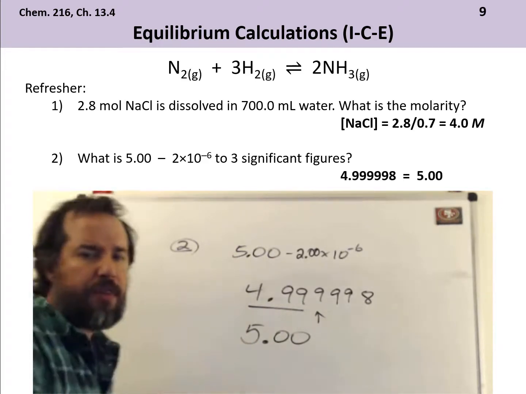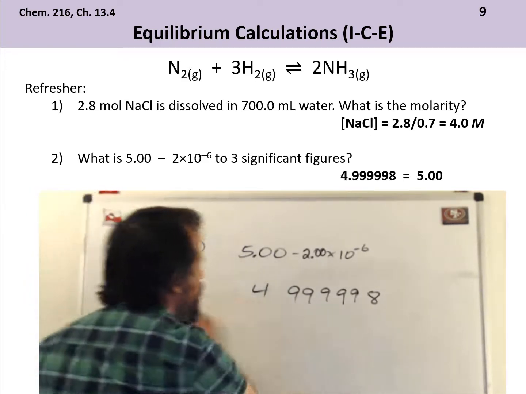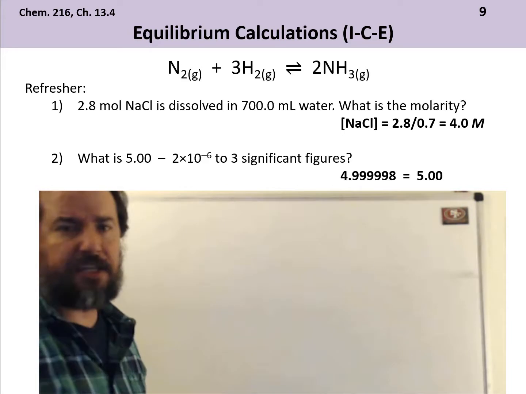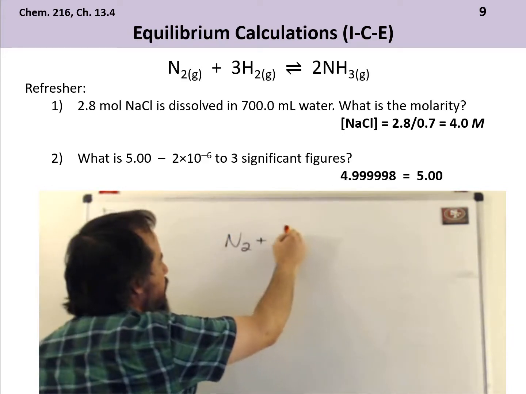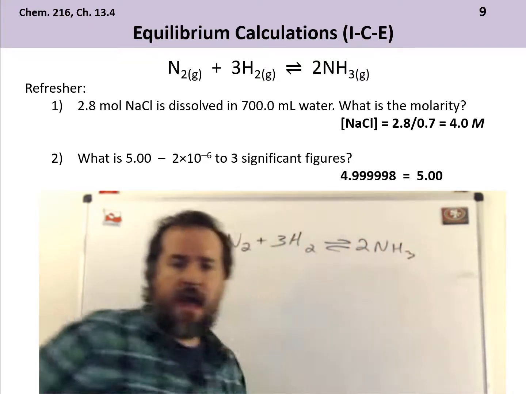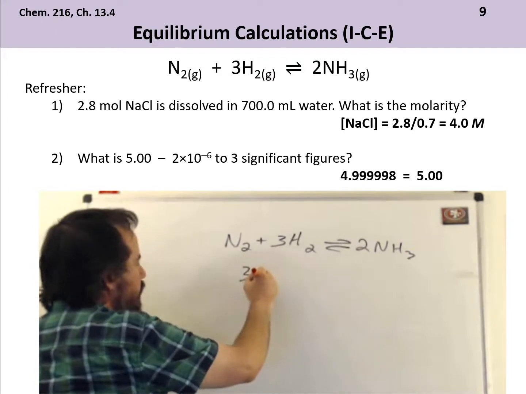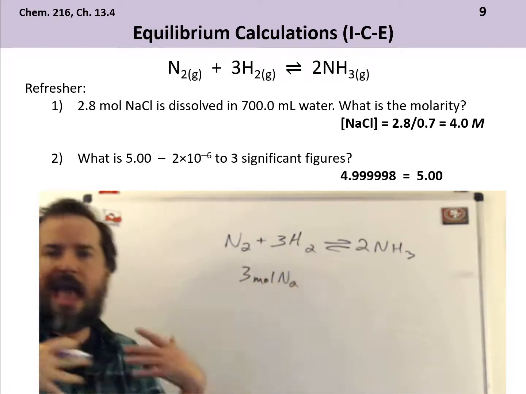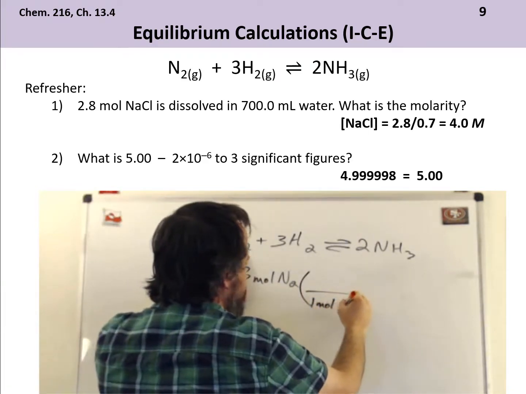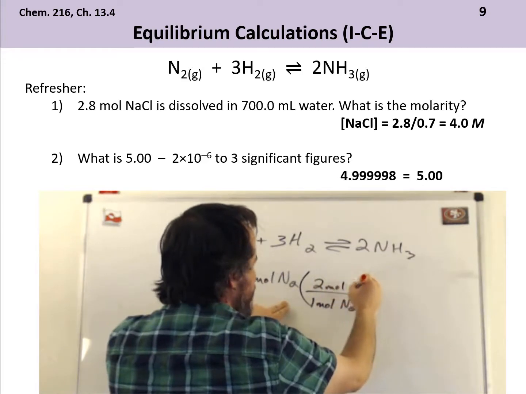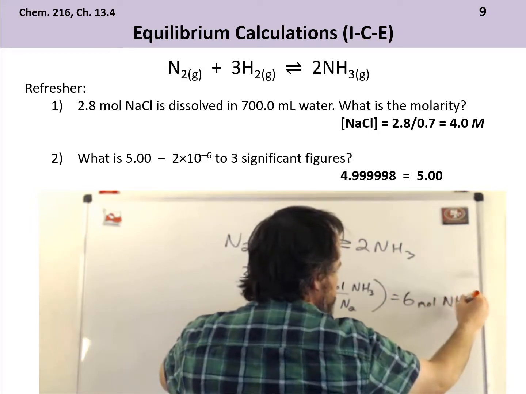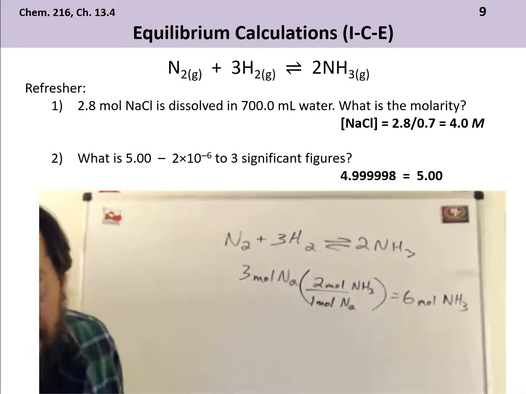Okay? The third and fourth things we're going to talk about, we're actually going to do some stoichiometry. So let's say we have that reaction at the top, N2 plus 3 H2 goes to form 2 NH3. And what are we told? We're told 3 moles N2 reacts. Okay, how much NH3 forms? Well, I can say for every 1 mole N2, I get 2 moles NH3. That gives me 6 moles NH3. Easy peasy.